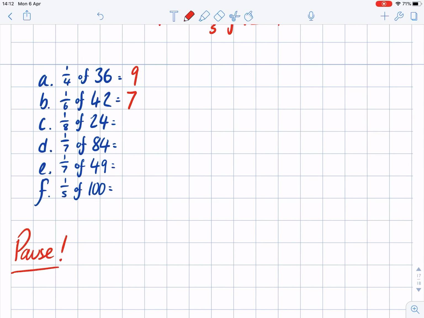Sorry about that. 1/8 of 24. Well, how many 8's go into 24? It's 3. 1/7 of 84. How many 7's go into 84? 12. 12 times 1 is 12. How many 7's are there in 49? 7. And how many 5's go into 100? Well, it's actually 20.